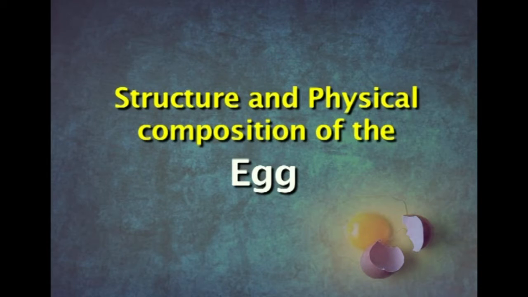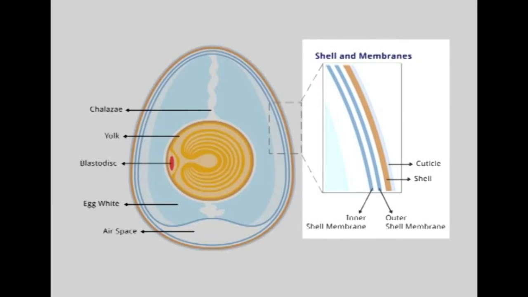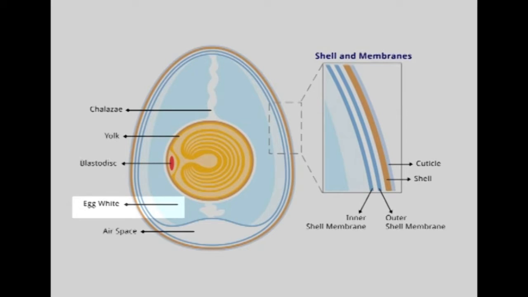Now let us look at the structure and the physical composition of egg. Now I have given you a picture. It very clearly explains the details, but let me just cover it for you. Physical composition of eggs: it is made up of three major parts. The shell and the shell membranes form 11% of the entire egg. Albumin or egg white forms 58% of the whole egg. Yolk forms about 31% of whole egg, which totals about 100%.